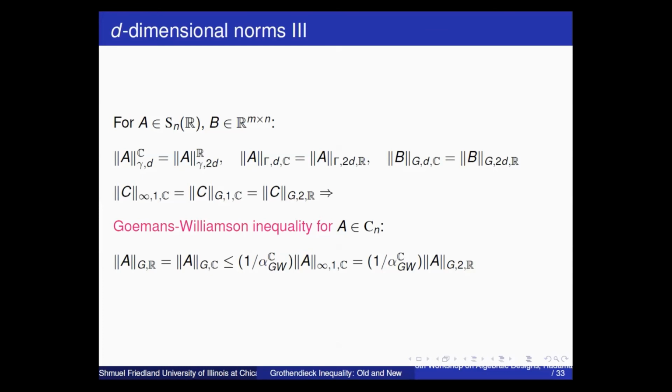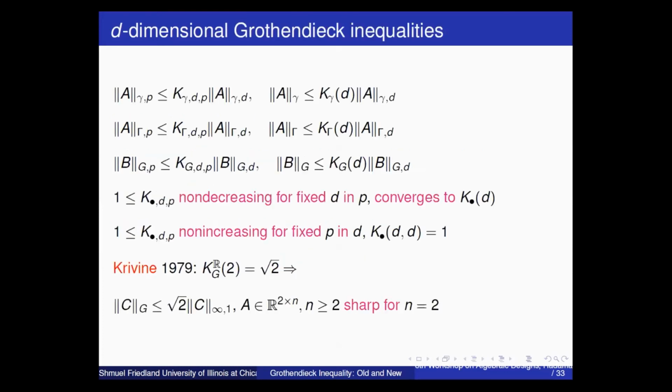Okay, so next. So you have all kinds of these inequalities with P. If you replace the dimension of the Hilbert space by P, you have similar inequalities. And so, as I said, this is the Krivine bound. He shows that this is equal to square root of 2, and so this is the inequality that we have.